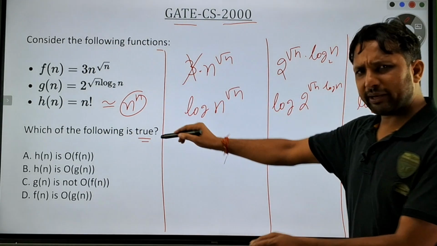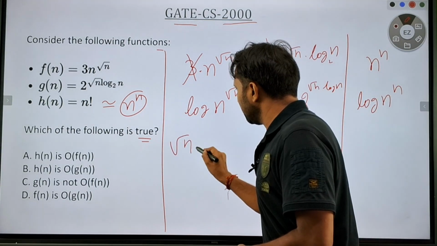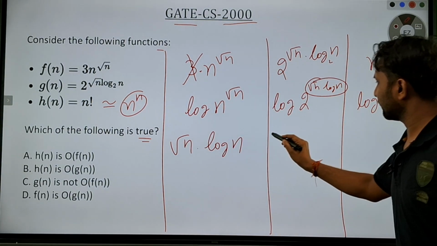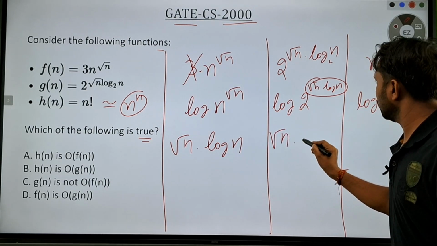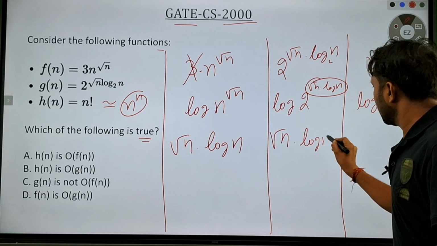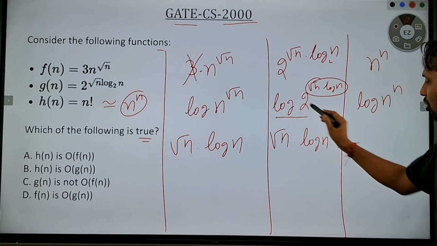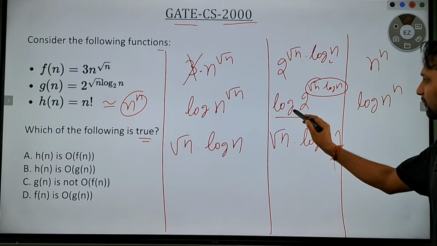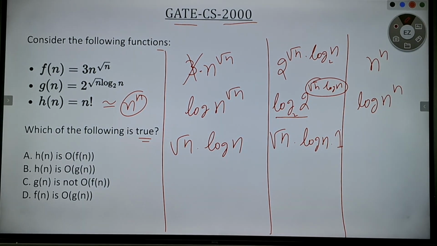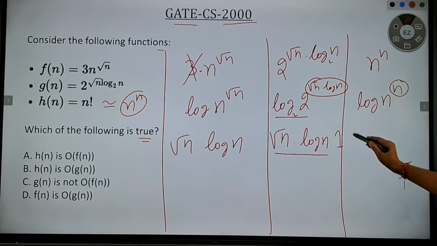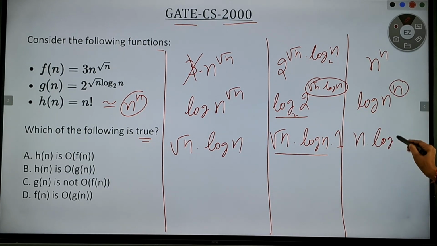Whatever is in the power, bring it to the front. Root n into log n. This also comes to the front: root n into log n. And this log 2 will become 1, let's take the base as 2 only. So here we get this. This also comes to the front: n into log n.